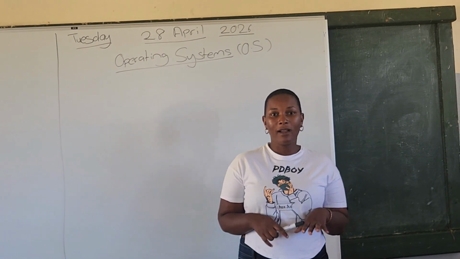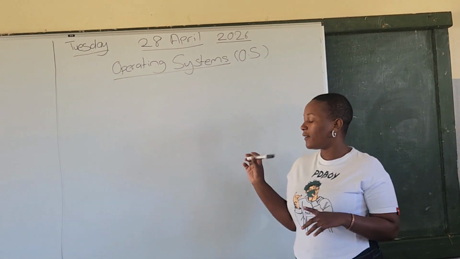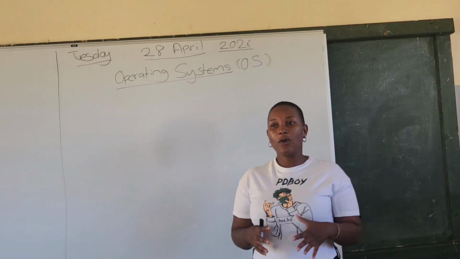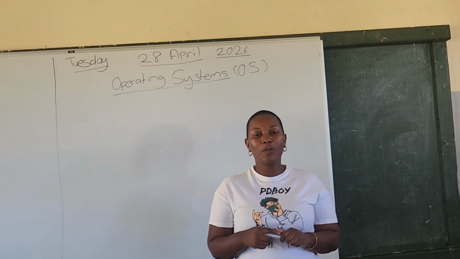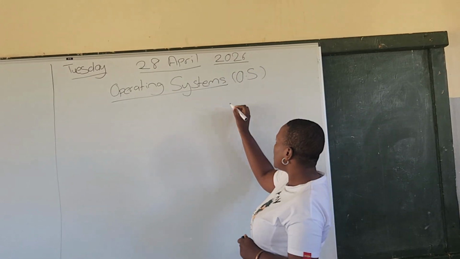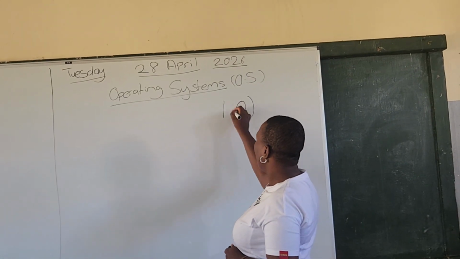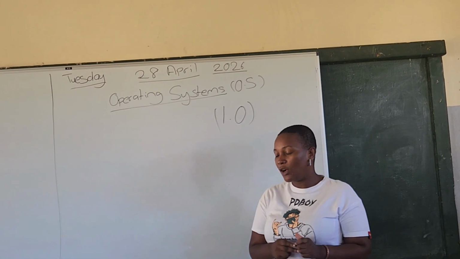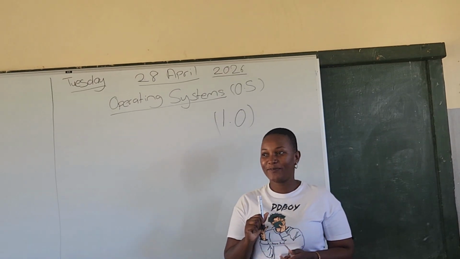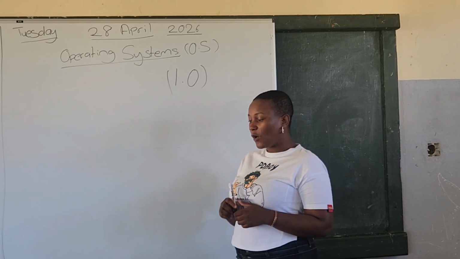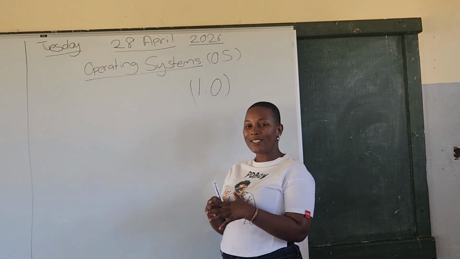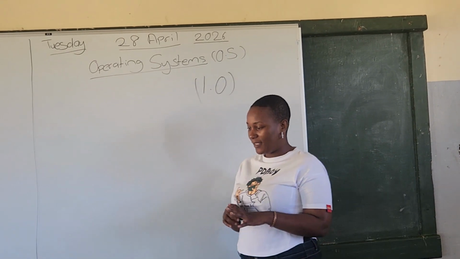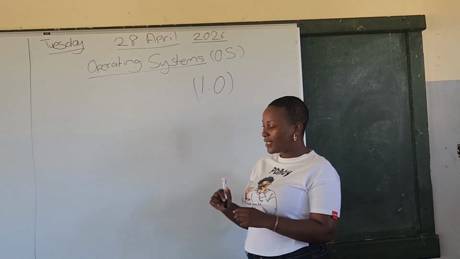We want to talk about the components of an operating system. It has so many components which help us to function, but today we are looking at the input and output management, which is the I/O management. This component manages communication between the computer and external devices, which are the input and output devices.